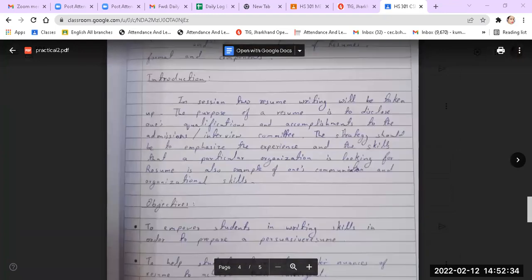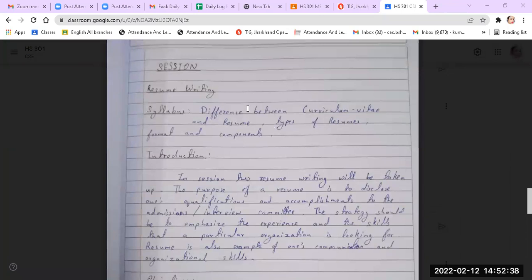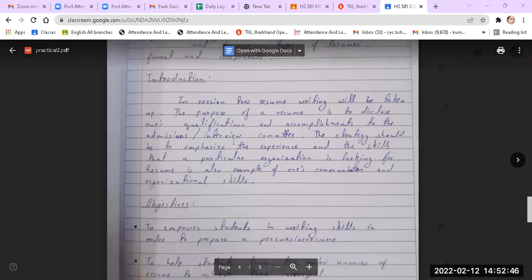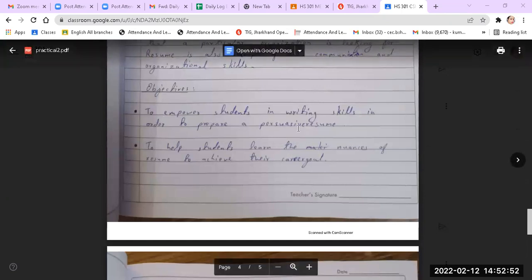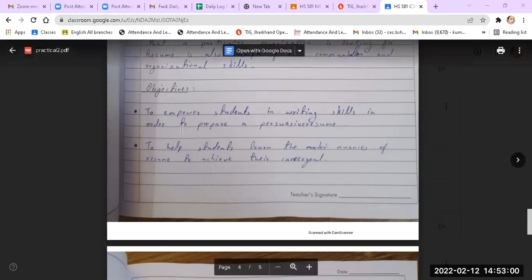What is a resume? CV पहले बोलते थे resume, अभी हो गया portfolio. Resume writing का क्या होता है? Difference between CV, that is curriculum vitae, and resume. Types of resumes, format and components. अब objective क्या होता है? तो empower students in writing skills. Persuasive resume. Persuasive writing, persuasive resume.